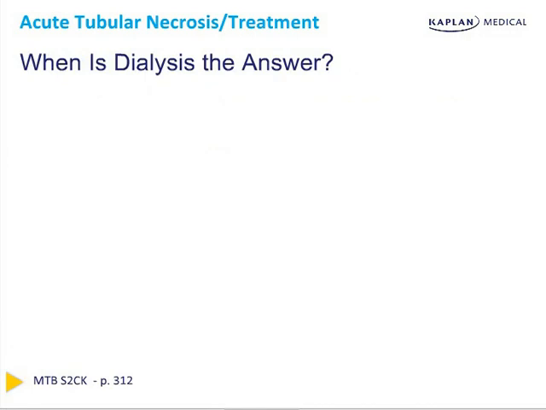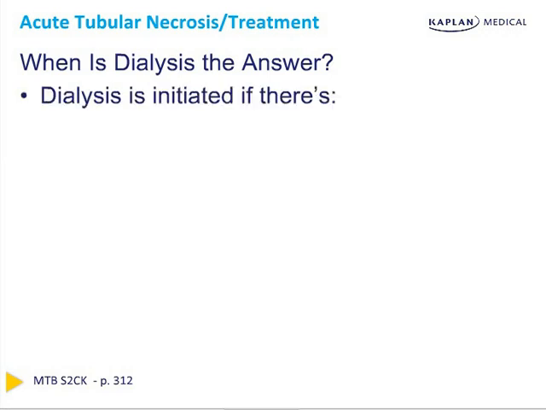So if we cannot identify or correct the underlying cause of acute tubular necrosis, sometimes dialysis is necessary. So how do you know? When is dialysis the answer? On USMLE Step 2 or in real life? Dialysis is initiated in 5 specific instances.